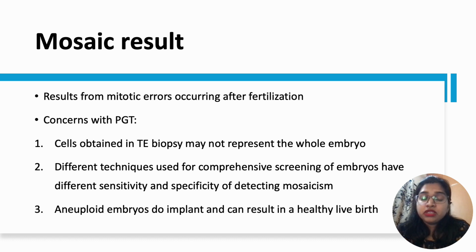What are these? See, we took cells from the trophectoderm biopsy, but they are not going to represent the whole embryo. Second thing is different techniques we are using for comprehensive screening of embryos, and all these tests have different sensitivity and specificity of detecting mosaicism. Third thing is it has been shown in studies that these aneuploid embryos do implant and they can result in a healthy live birth.